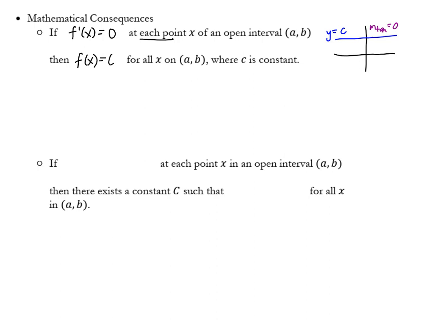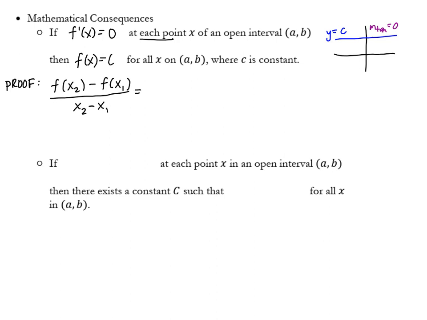We can use the mean value theorem to prove it the other direction. If the derivative is 0, then the function is constant. So let me just outline that for you quite quickly. The mean value theorem said that the average rate of change, so any 2 points, let's call them x1 and x2, the average rate of change would be f of x2 minus f of x1 over x2 minus x1.